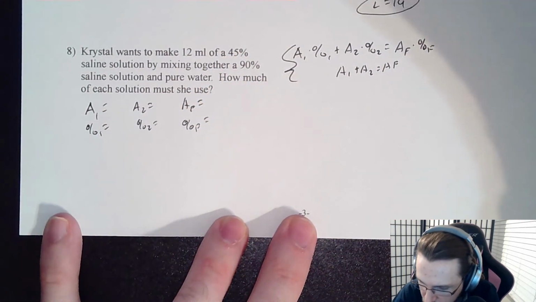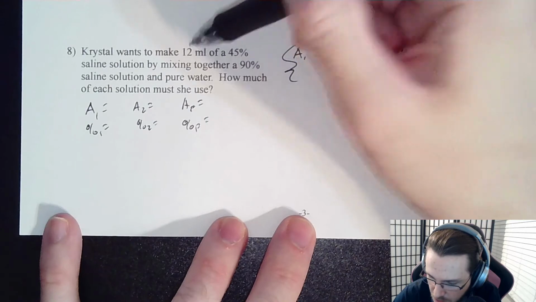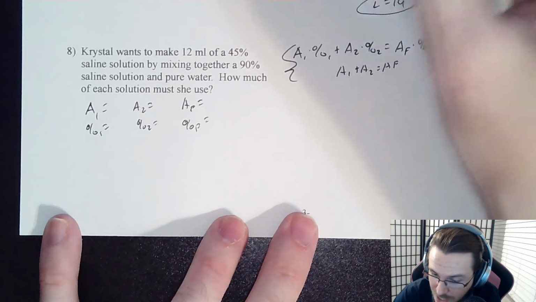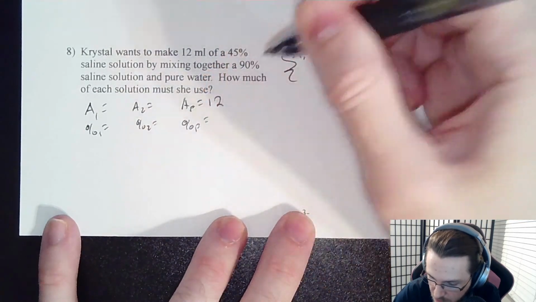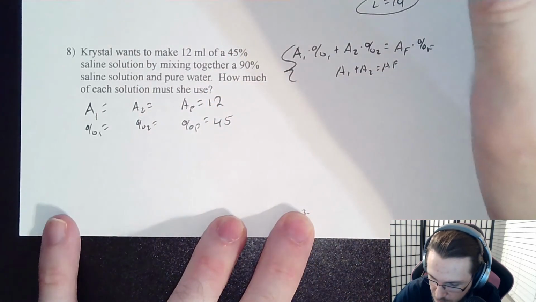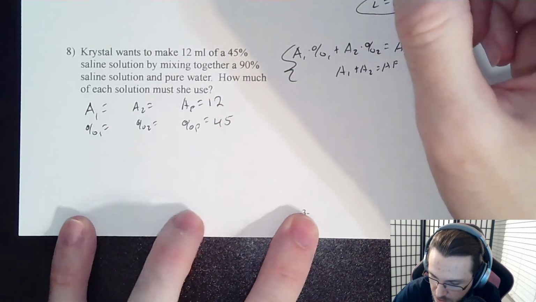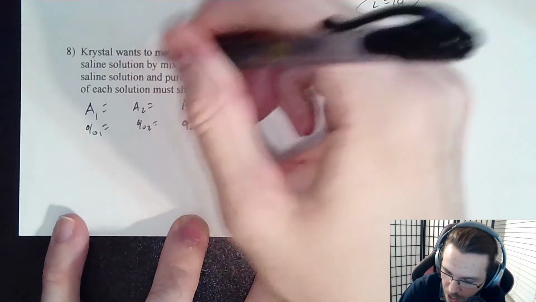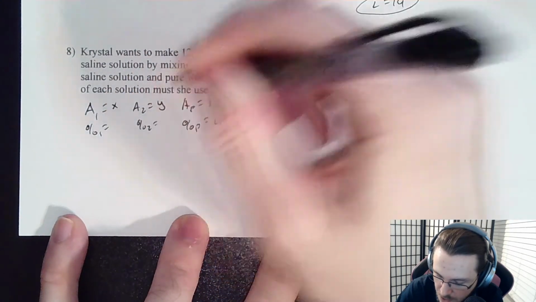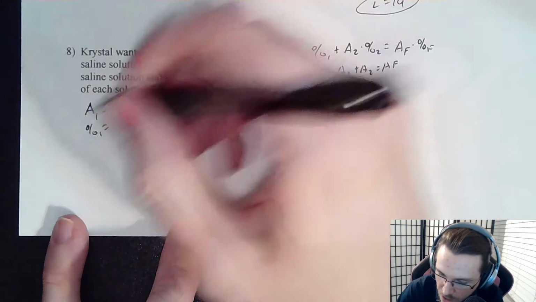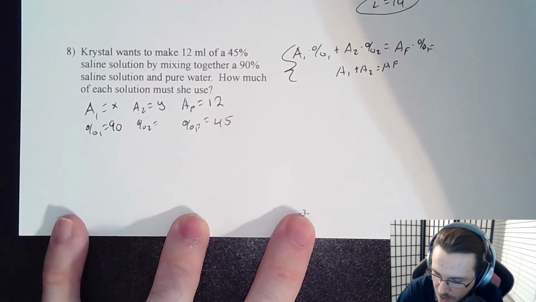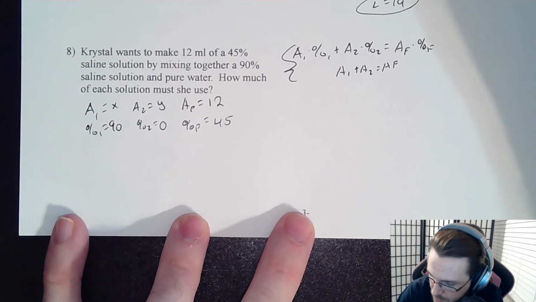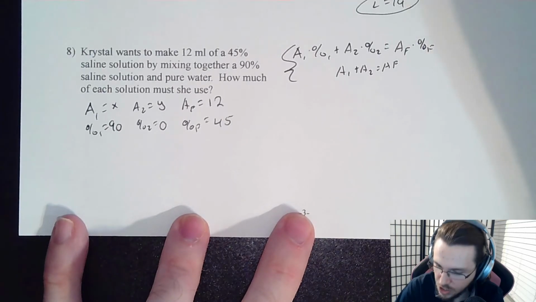What are all these guys? So she wants to make 12 milliliters of a 45%. So that's where you want to end up. You want to end up with 12 here and 45% there. And she's going to mix together a 90% solution and pure water. How much of each solution should she use? We don't know either X or Y, so we don't know amount 1 or amount 2. One of them has a percentage of 90, and the other one is pure water, which is 0% salt. So now we just got to plug and chug.